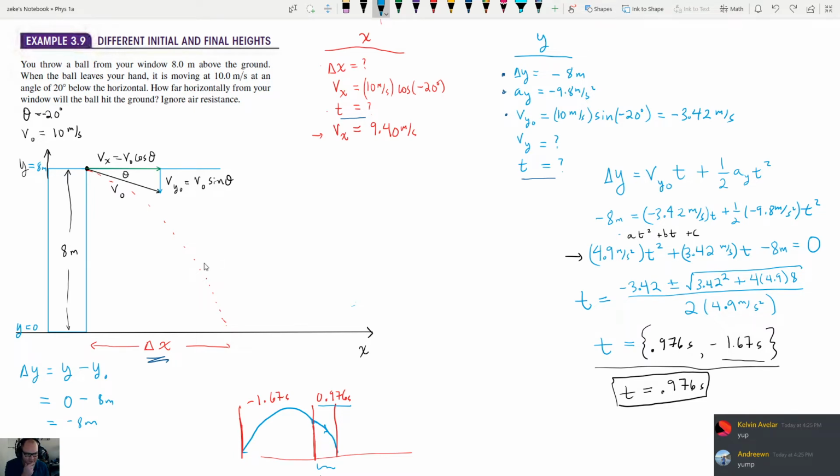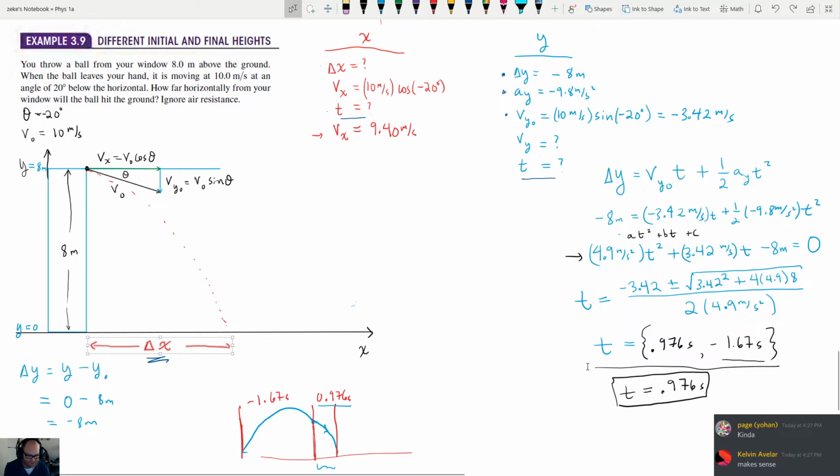Did that all make sense to everyone? Hopefully it'll make more sense when you're doing the homework. Just realize that the negative answer is not a real answer, but it means something mathematically. Now our goal was to find this distance, though. We found the time, so let's refocus and actually get to solving the problem.